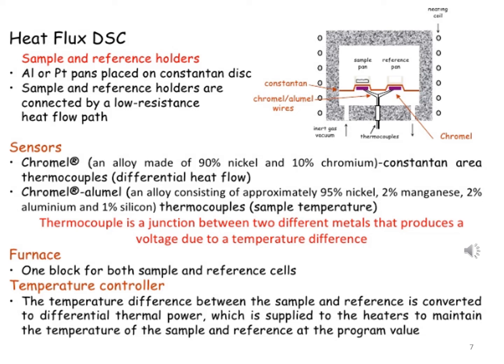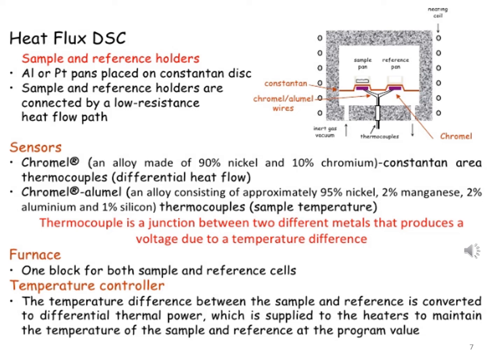The next sensors can also be made up of alumel alloy, which consists of approximately 95% nickel, 2% manganese, 2% aluminium, and 1% silicon. So a mixture of chromel and alumel is also used as a sensor, as a thermocouple.